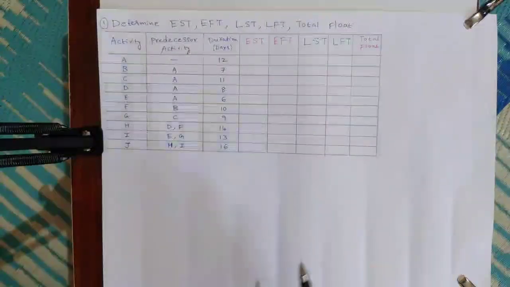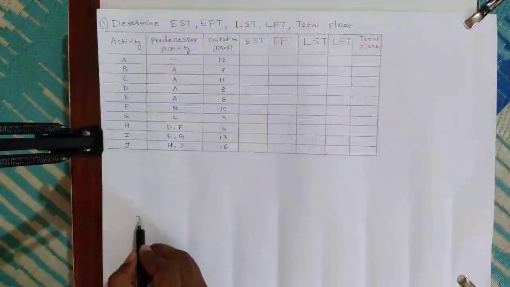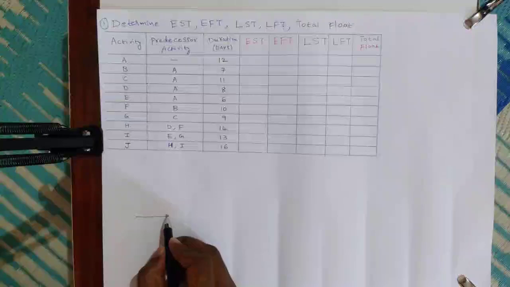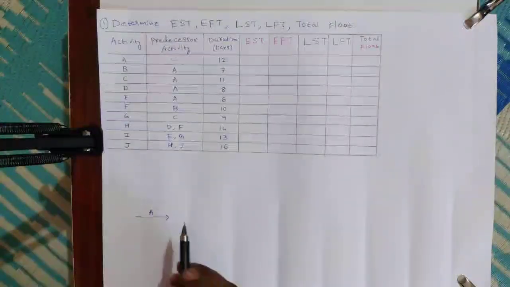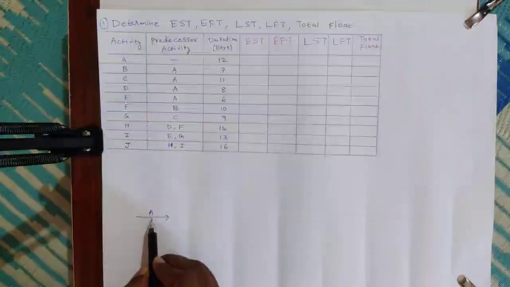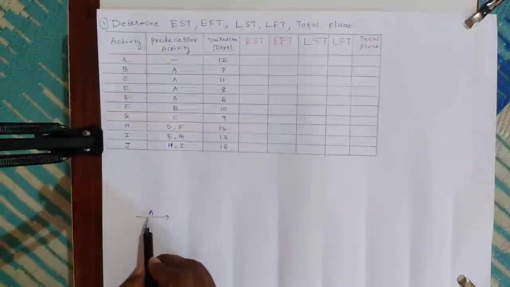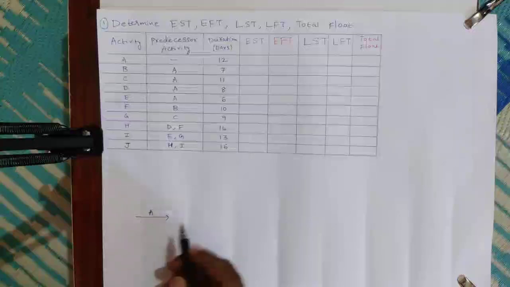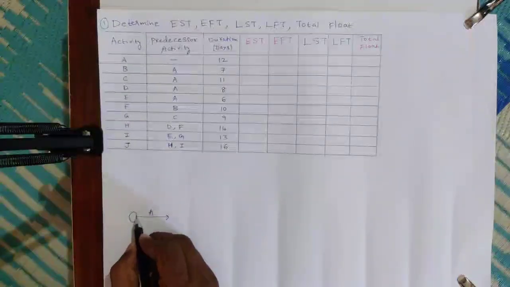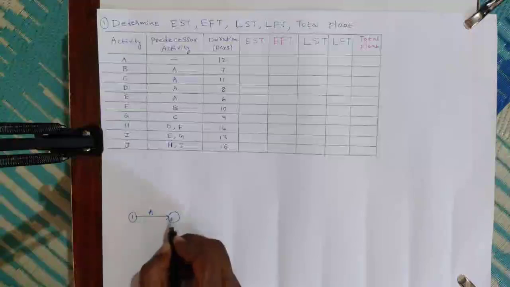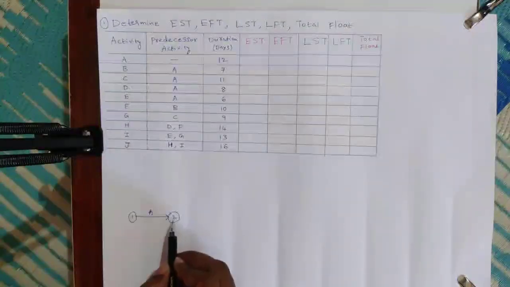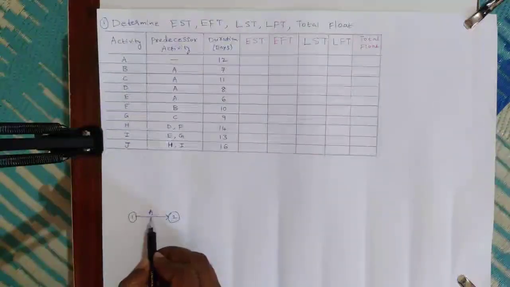Here, first I will start with activity A. This is activity A. Activities are drawn as an arrow, and activities require resources. This is a node. Nodes are described as events. These 1 and 2 are events, and this arrow A is the activity.